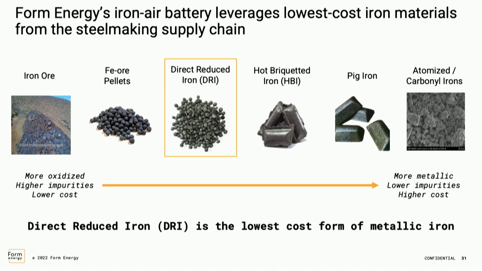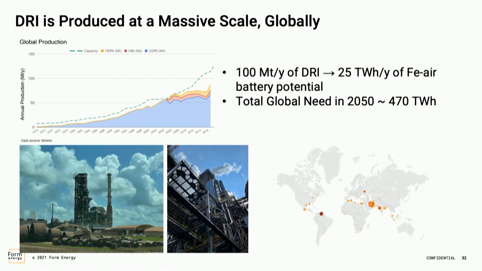And so this is the material we use. It's made at a massive scale globally. And so today, as a planet, we make it all around the planet. We make 100 million tons of this.